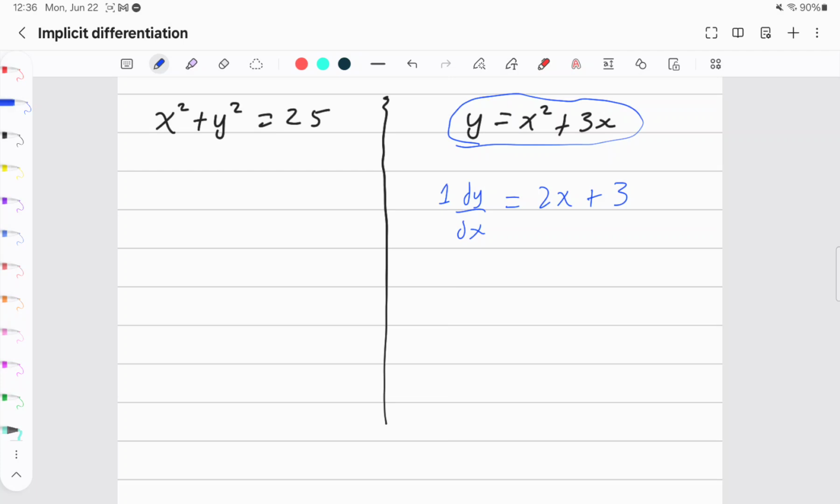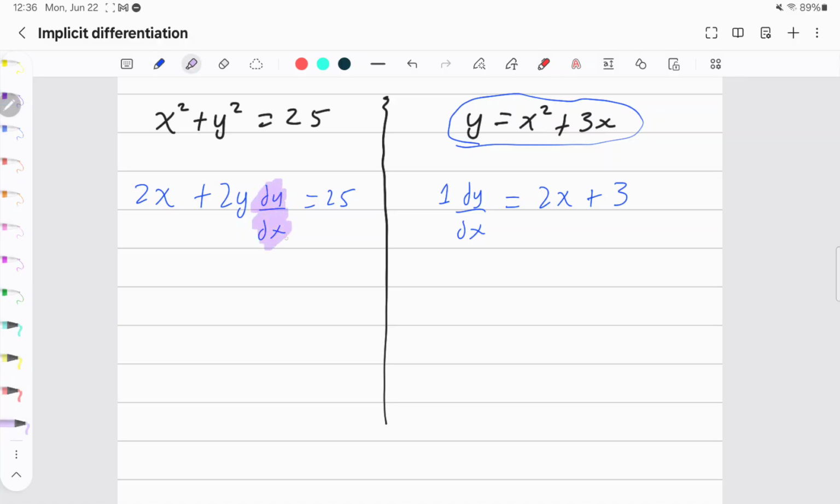You just differentiate regularly, but when you see y, you differentiate y and then multiply by dy over dx, just like in this one: 2x plus 2y dy over dx equals 25. Now the question is not done yet, because you're finding the differentiation, or in other words, you're trying to find this dy over dx. So you've got to make this the subject of the formula. How do you do that? You make dy over dx the subject.